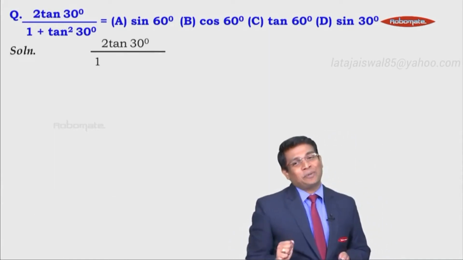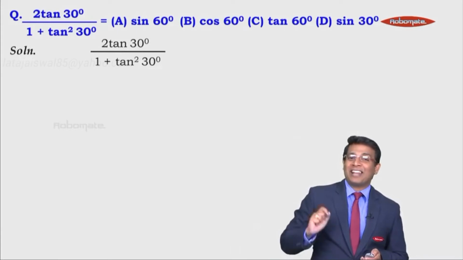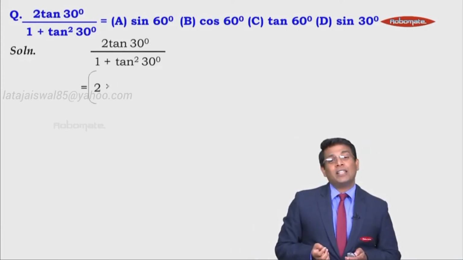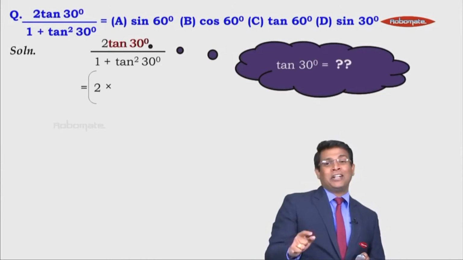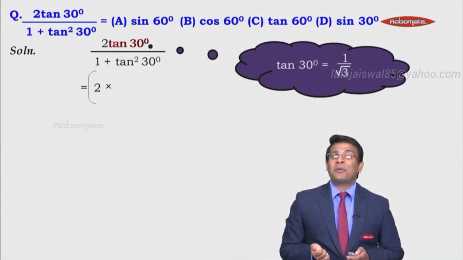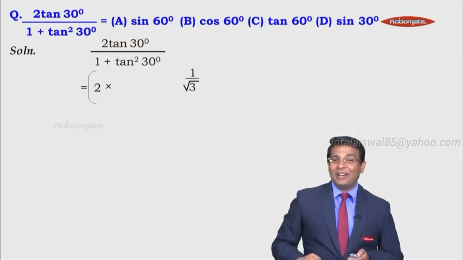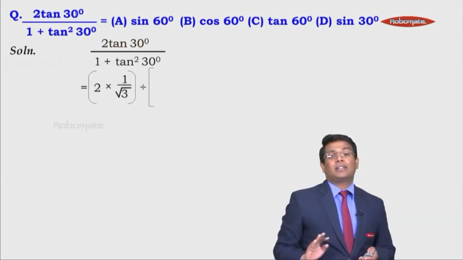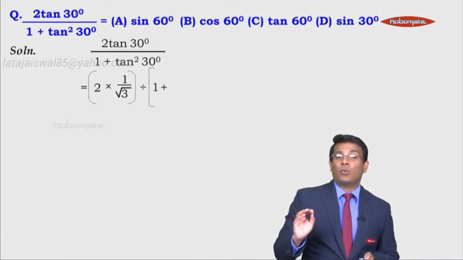So let's write that expression. It is 2 tan 30 upon 1 plus tan square 30. For this, we need to first know what's the value of tan 30. And the value of tan 30 from the table, we'll get it as, it is nothing but 1 upon root 3. So we substitute it there, right? That's the numerator now. Divided by the denominator, that is 1 plus tan square 30.